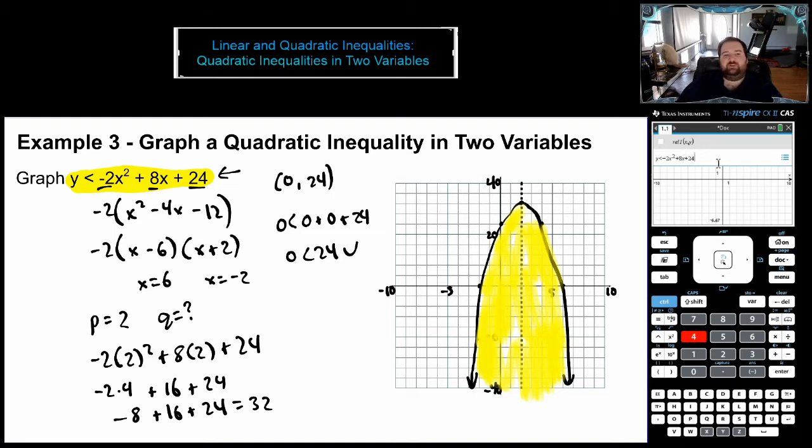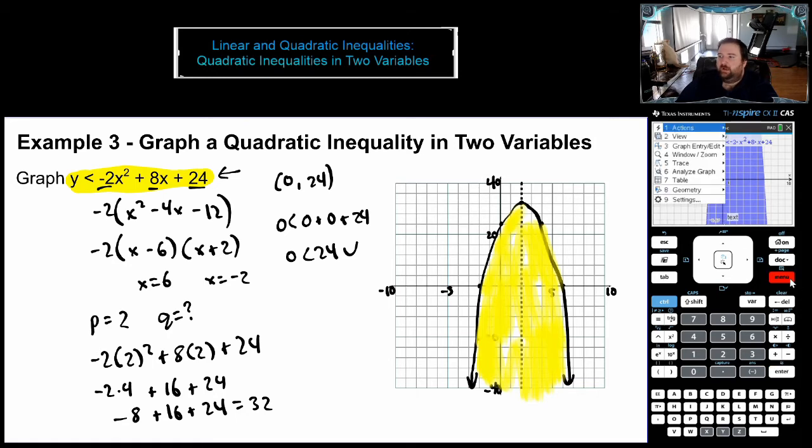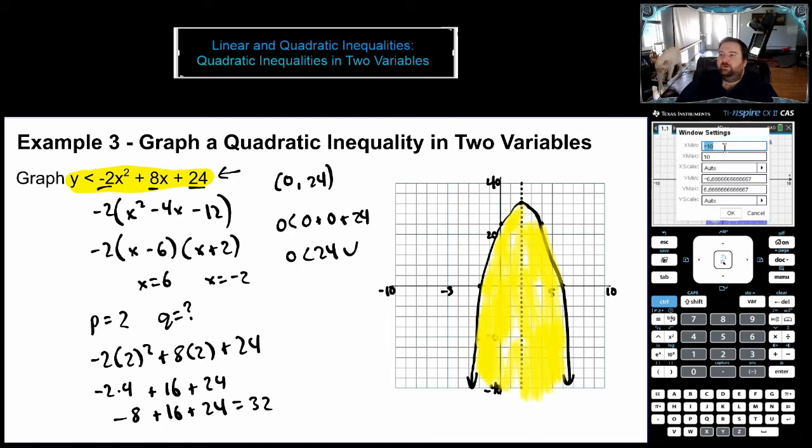Double check to make sure you typed it in correctly, then you can go ahead and graph it. Now I'm going to try to make my axes the same as this graph here. So negative 10 to 10 is fine, but I need to change my y-axis. To do that, I'm going to go window zoom, window settings, and here I'm going to have it going from negative 40 to positive 40.